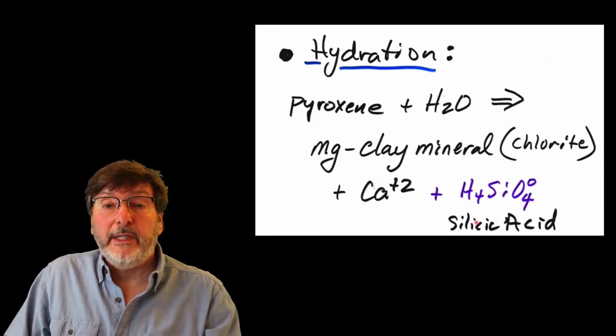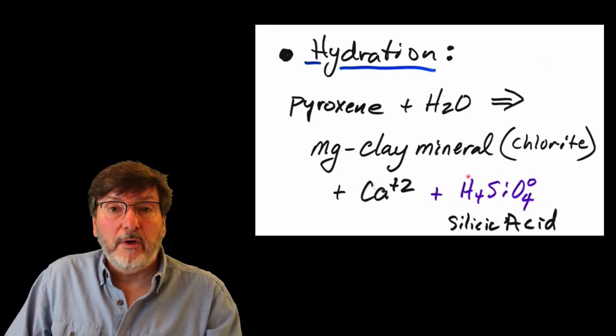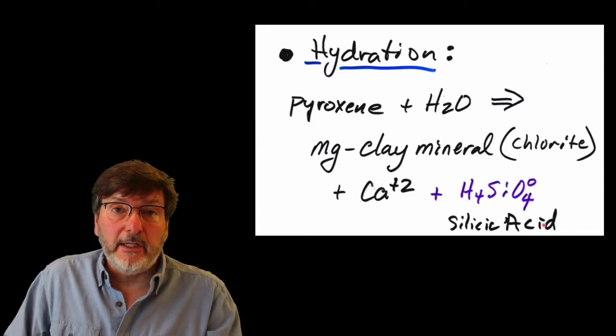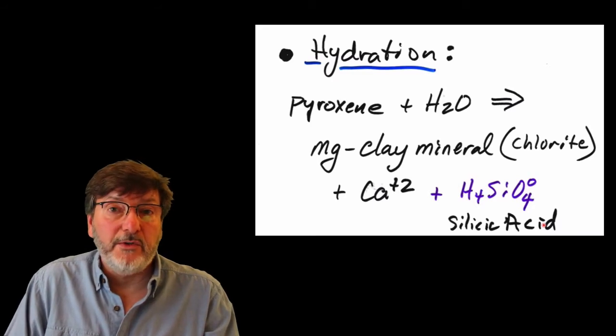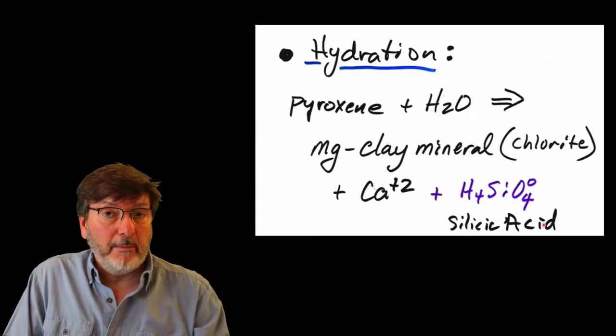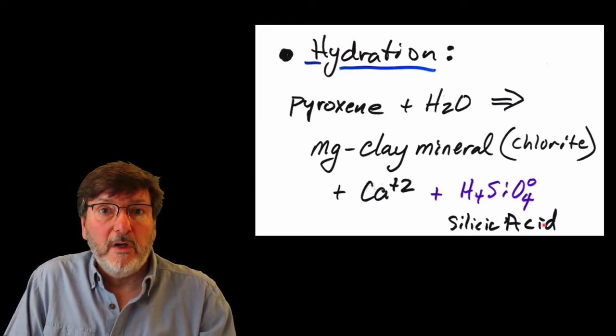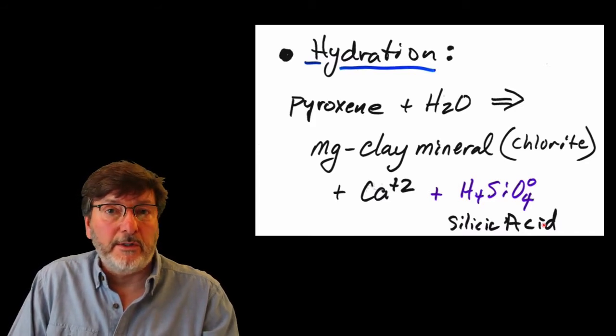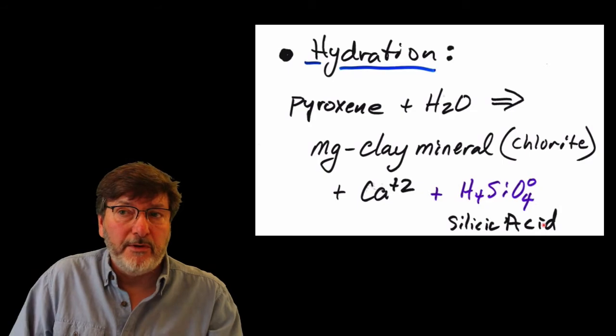So we're also releasing silica, and in the form of silicic acid. This is the soluble form of silica, and that goes into seawater. But if you think back to the chemistry of seawater, the silica concentration is essentially zero overall in seawater. So this is the interesting part of the story.